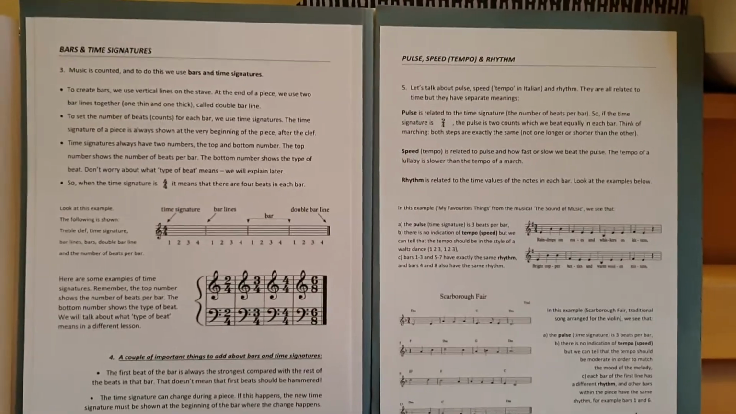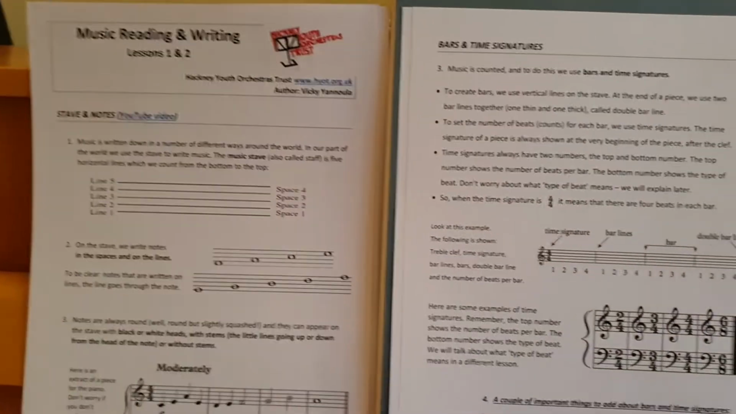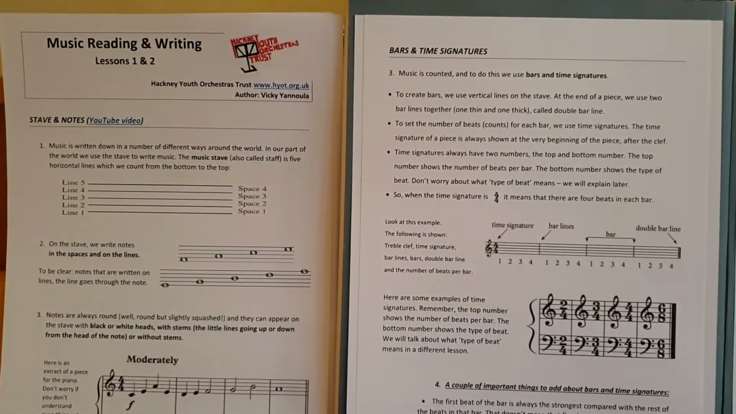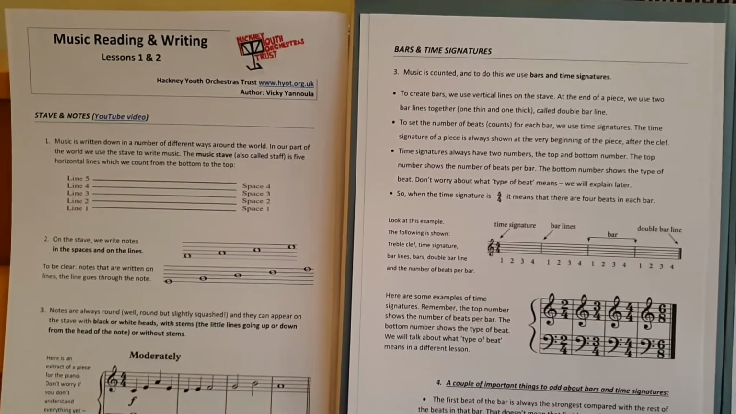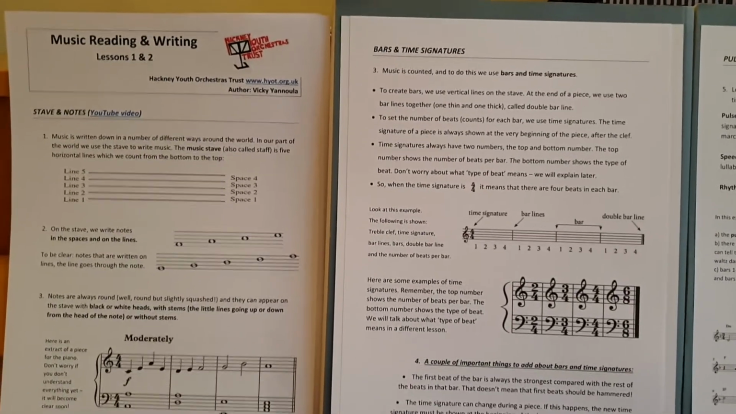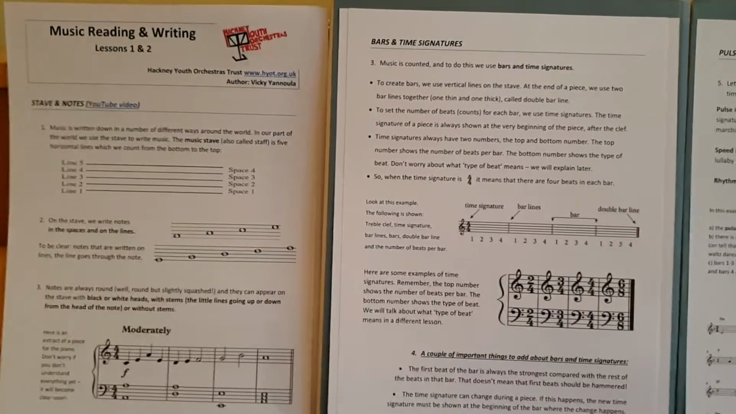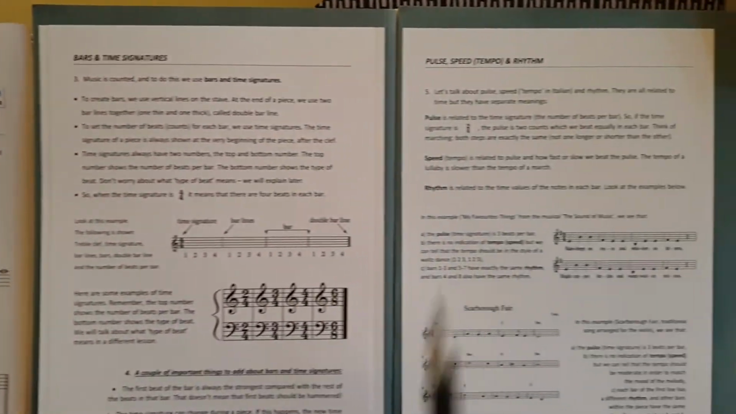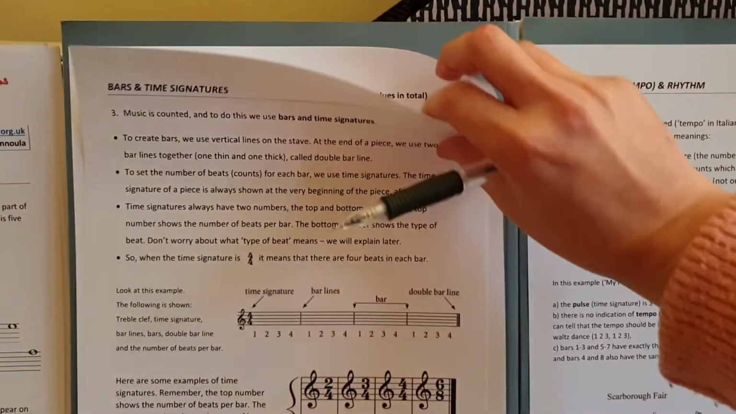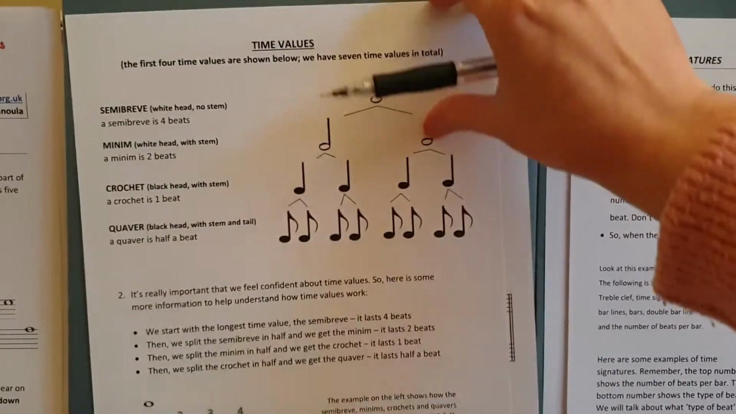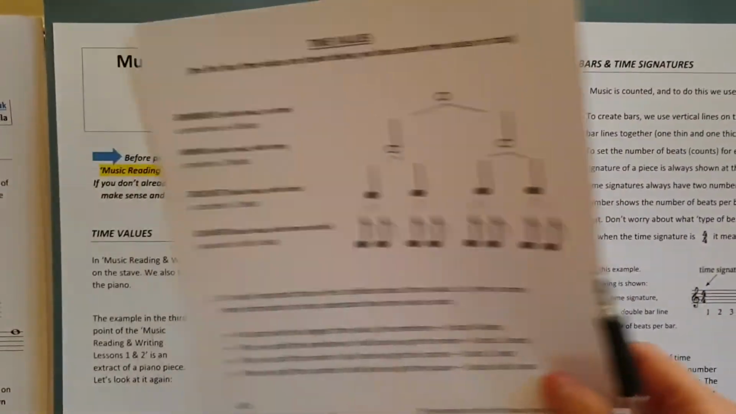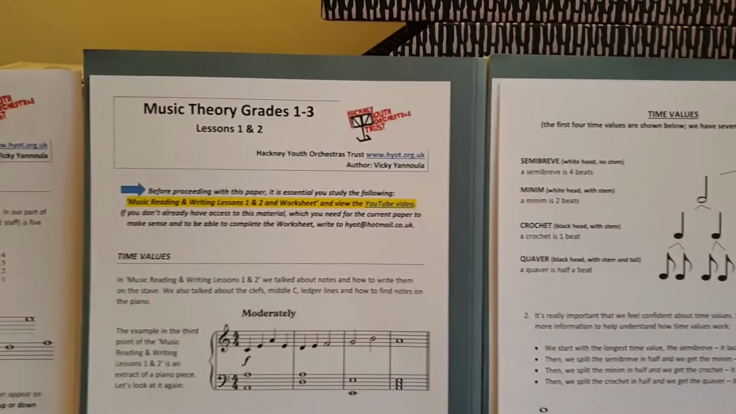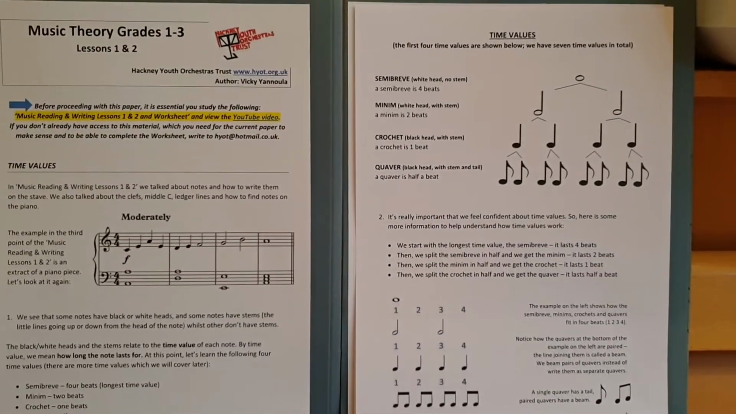Now, as I said at the beginning, please study the music reading and writing lessons 1 and 2, and also do the worksheet at the back of the lessons. I think I actually have them in separate documents. In any case, they are attached to each other. So YouTube video for that, and of course YouTube video for the lesson that we did just now, which is all about time values, bars and time signatures, and pulse, speed, and rhythm. And this is lessons 1 and 2, music theory grades 1 to 3.